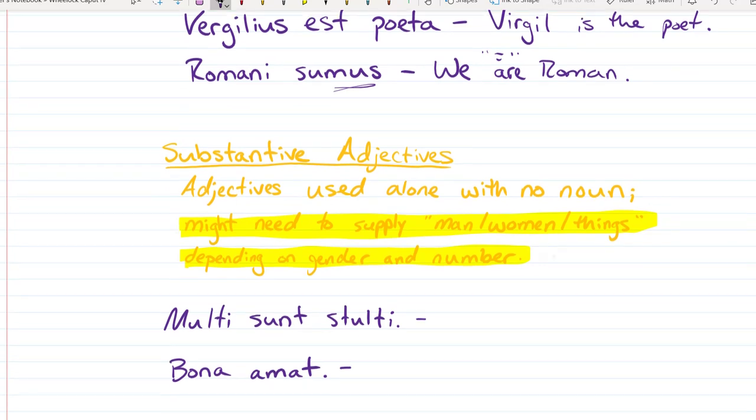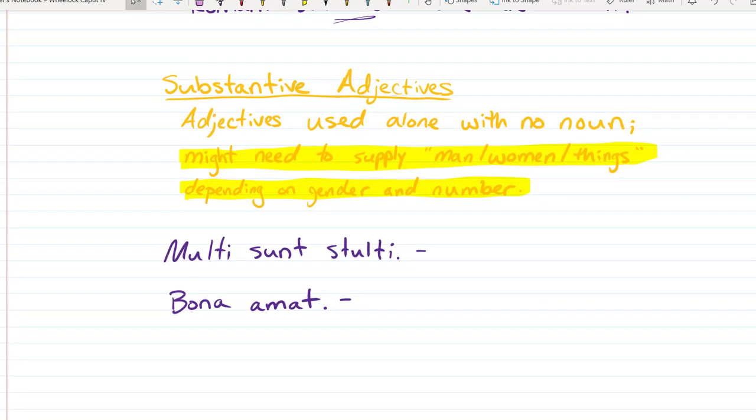And the last thing here are substantive adjectives. What a substantive adjective is, think of the word like substance, right? These are adjectives that are used alone with no noun. And we do this in English all the time. Think of The Walking Dead. An adjective, dead, is standing in place of something like dead people, dead things, right?